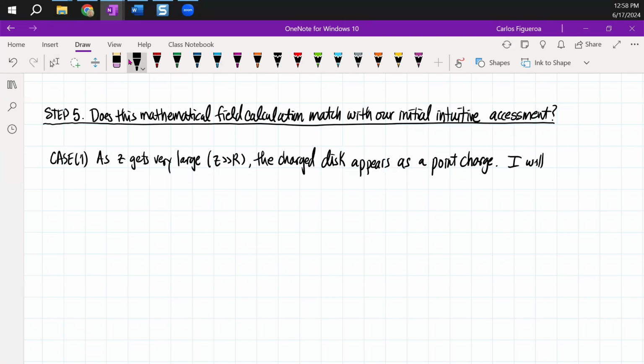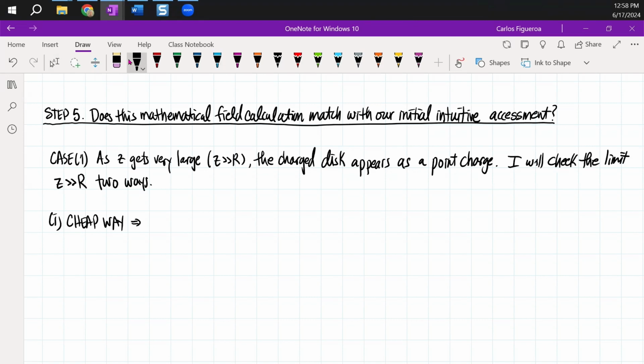I will check the limit z much, much greater than r two ways. And as I've been calling it, the cheap way and the proper way. Let's look at the cheap way first. So the first case that we want to look at is the cheap way. That means you're not investing anything into it.